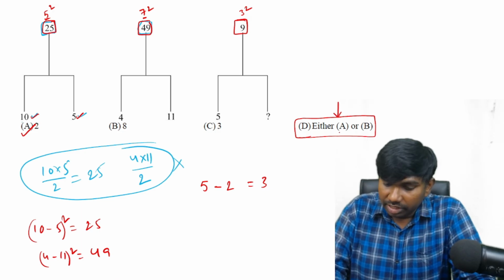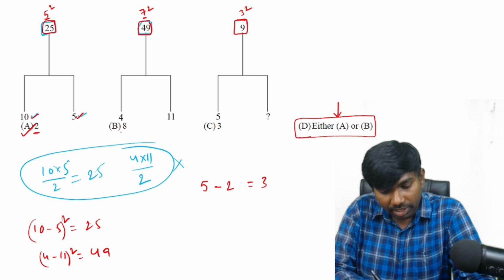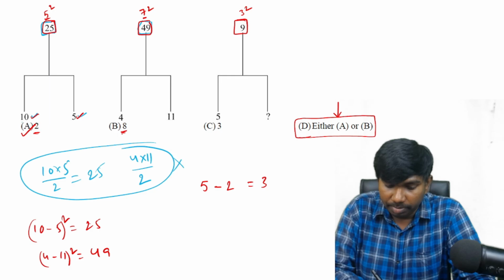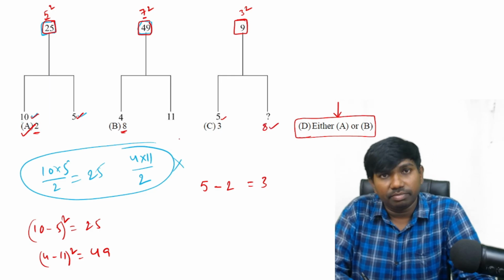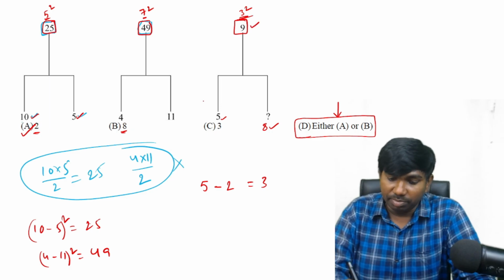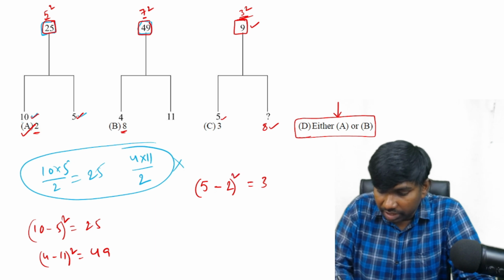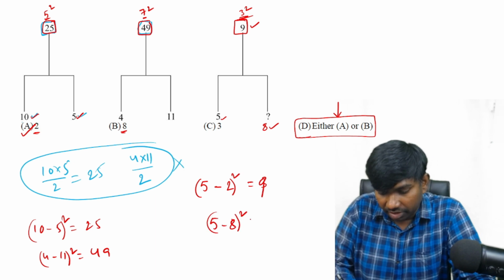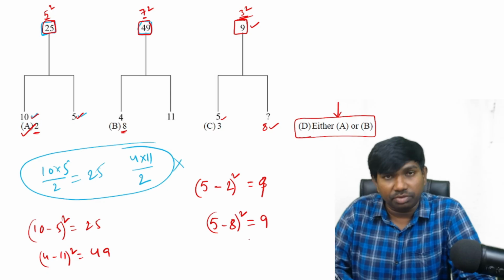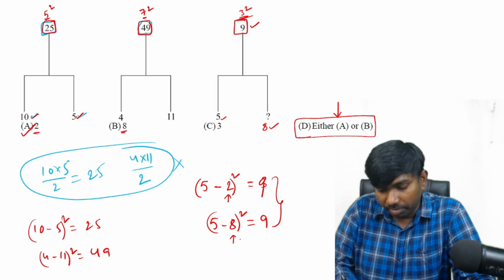Okay. See, either A or B, he said. Means one of the answers may be A, but it can be B also, he is saying. So how can it be B? Suppose what if I take 8 here? What is the difference of 5 and 8? 3 only. And that is also 3 square, 9 only. Correct? So that means 8 can also be the answer. It may be 5 minus 2 whole square, that is 9. Or it can be 5 minus 8 whole square, which is also 9 only. So that means our answer may be 2 or maybe 8.